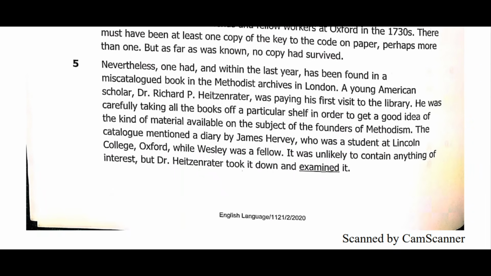Then paragraph 5. Nevertheless, one had, and within the last year, has been found in a miscatalogued book in the Methodist archives in London. A young American scholar, Dr. Richard P. Heitzenrater, was paying his first visit to the library. He was carefully taking all the books off a particular shelf in order to get a good idea of the kind of material available on the subject of the founders of Methodism. The catalogue mentioned a diary by James Harvey, who was a student at Lincoln College, Oxford, while Wesley was a fellow. It was unlikely to contain anything of interest, but Dr. Heitzenrater took it down and examined it.